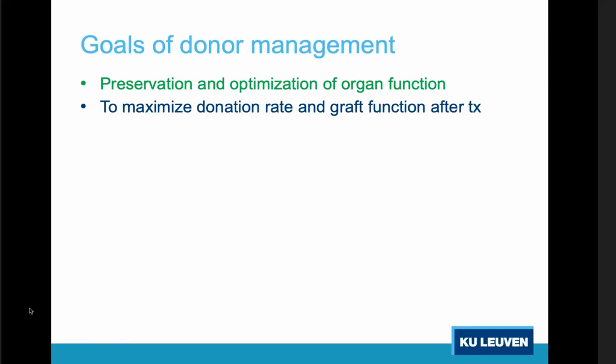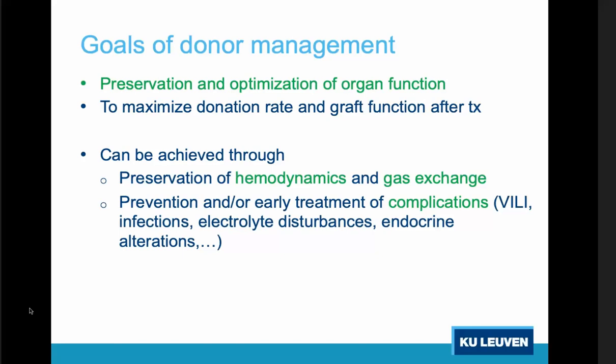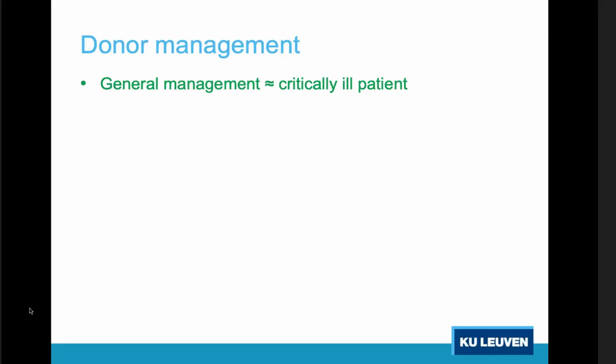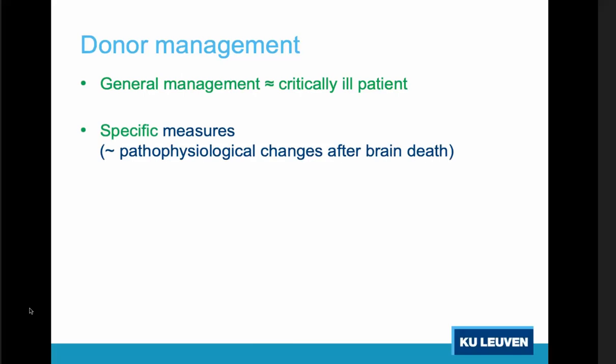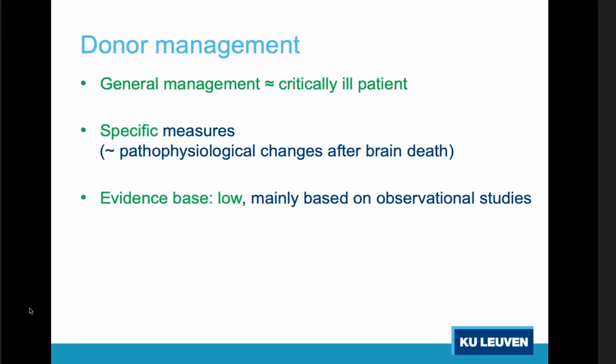So the goals of donor management are preservation and optimization of organ function in order to maximize the donation rate and the graft function after transplantation. This can be achieved through preservation of hemodynamics and gas exchange, as well as prevention and early treatment of complications. In general, the management of the brain-dead organ donor does not substantially differ from the general critically ill patient. However, there are some specific considerations we should take into account, as a result of the patient being brain dead. For many of these specific therapies, the evidence base remains low and is mainly derived from observational studies, as I will show you in this presentation.